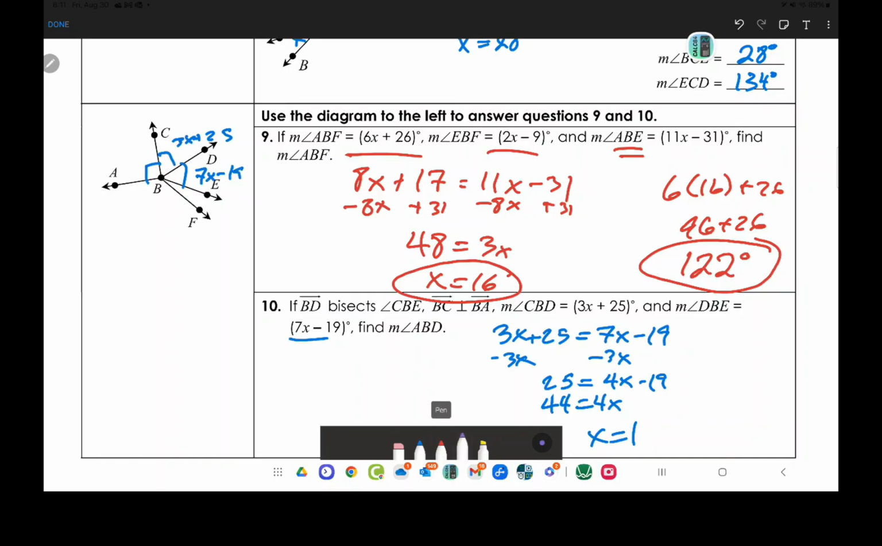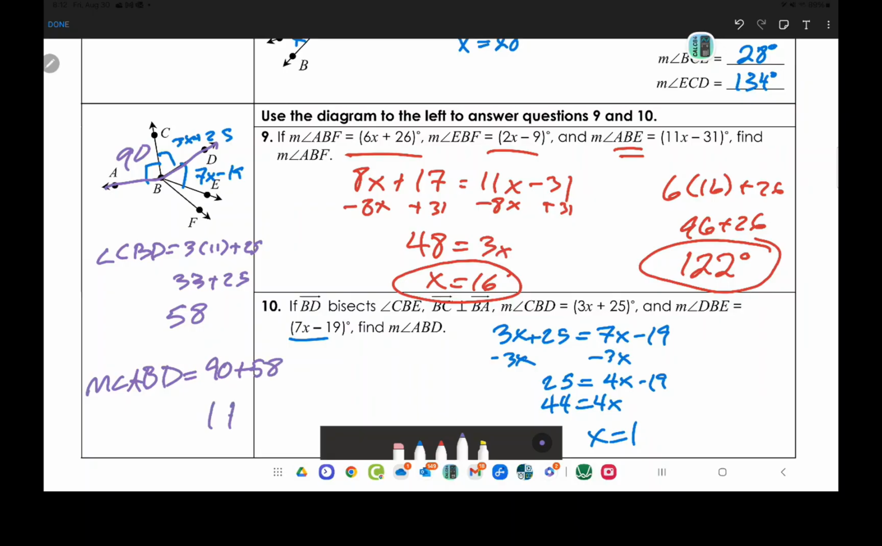Now what they want to know is the measure of ABD. This is 90. Angle CBD is 3 times 11 plus 25, which is 33 plus 25, 58. So the measure of angle ABD is 90 plus 58, which is 148.